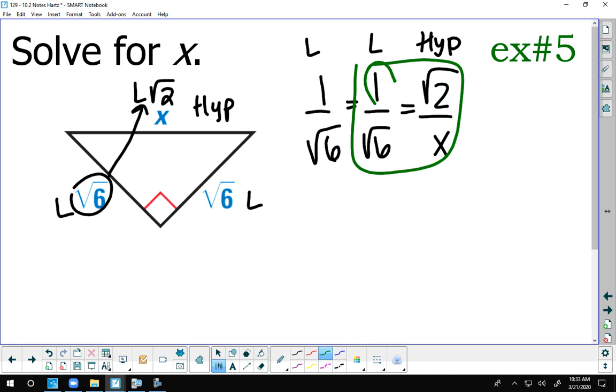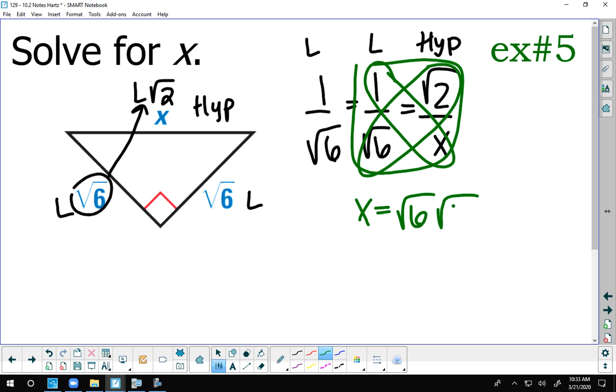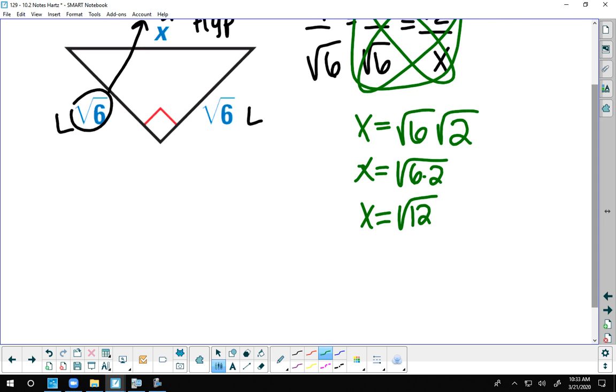So cross multiply, x times 1 is x, square root of 2 times square root of 6. Well, we learned in the last lesson that we can just write these under the same radical, so that gives us the square root of 12. But we know the square root of 12 can be simplified.